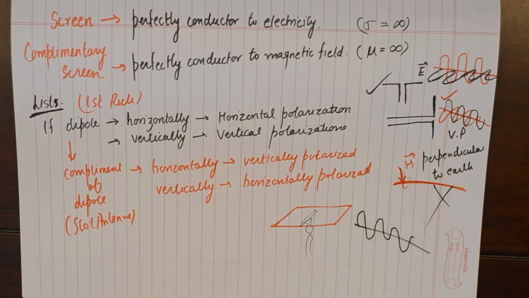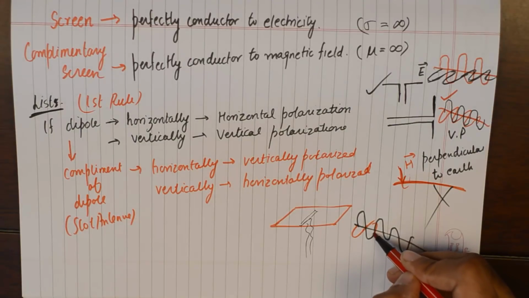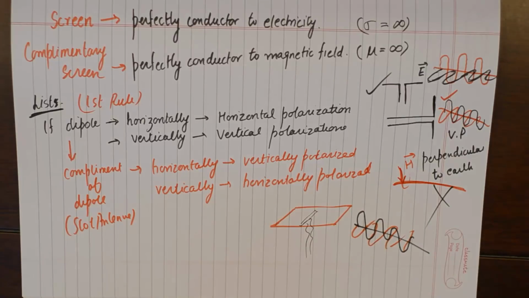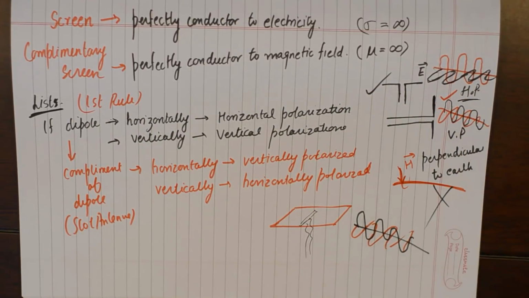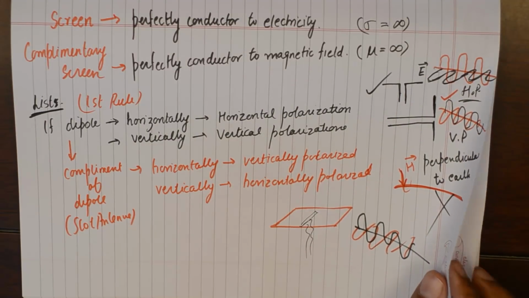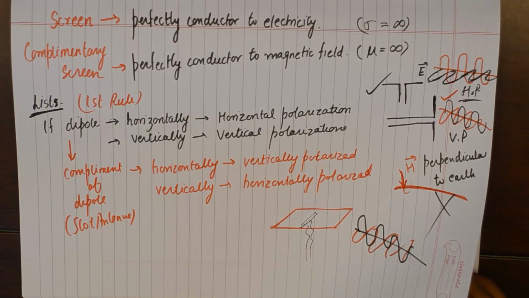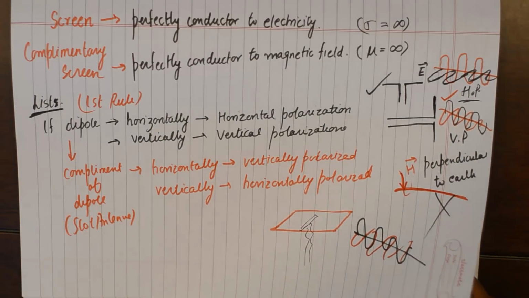So my electric field is perpendicular to the earth, my magnetic field remains parallel to the earth, which is good for long distance propagation, good for ground wave propagation, a better option nonetheless. So this was the first thing that slot antenna achieves. It simply changes the polarization of a normal dipole antenna into vertical polarization in horizontal position, which is a very, very good combination.